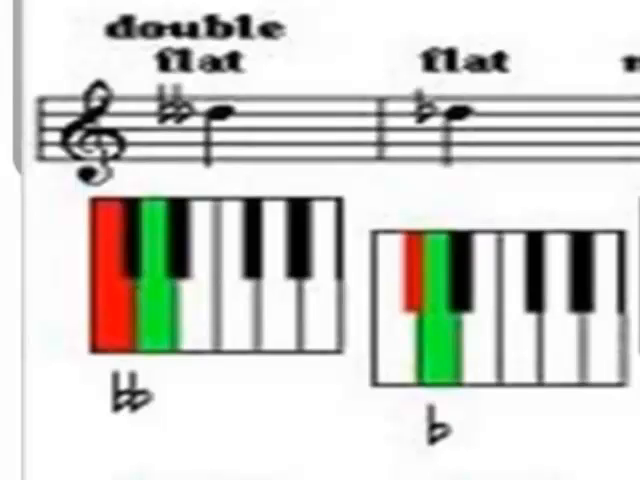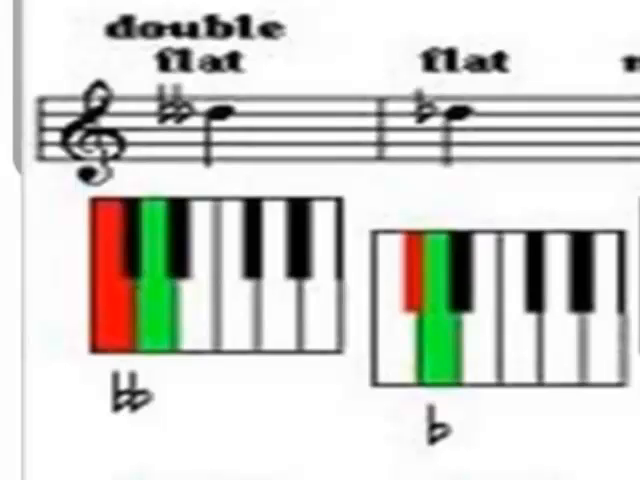A flat lowers a note by 1 semitone or half step. In this example, we have D flat. When we begin on D and we go down a semitone or a half step, we end up on D flat, which is the enharmonic twin of C sharp.